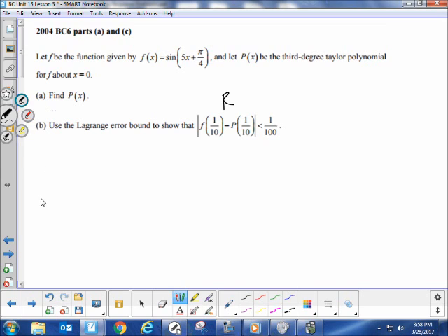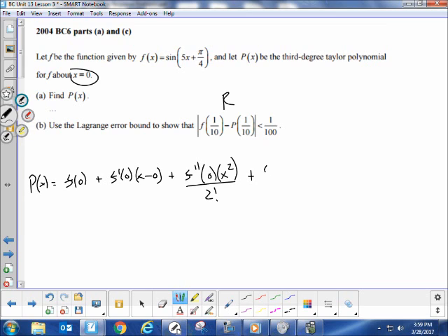Okay, so first, p of x, f of 0, we're centered at 0, plus f prime of 0, x minus 0, over 1 factorial, plus f double prime of 0, x minus 0 squared, over 2 factorial, plus our third derivative, x cubed over 3 factorial. Okay, f of 0, if I plug in 0, I got sine of pi over 4. That's root 2 over 2.